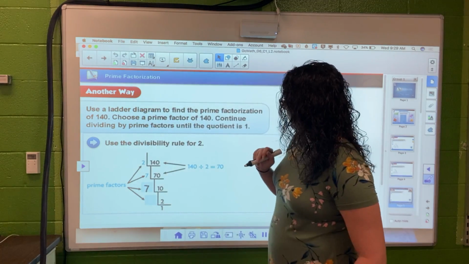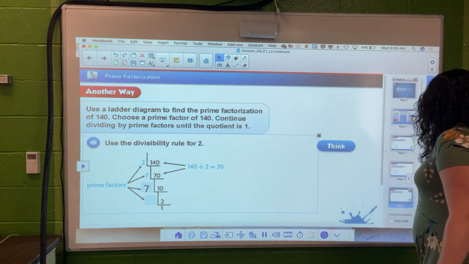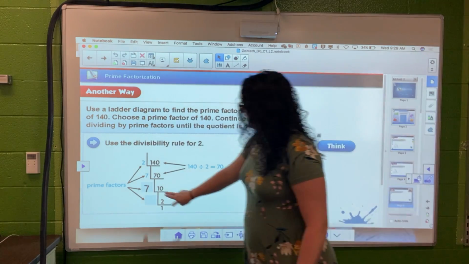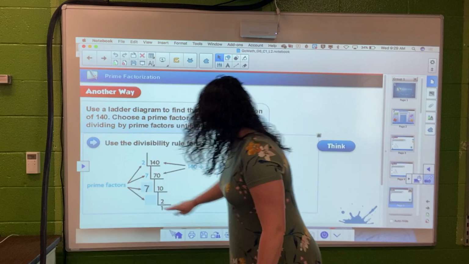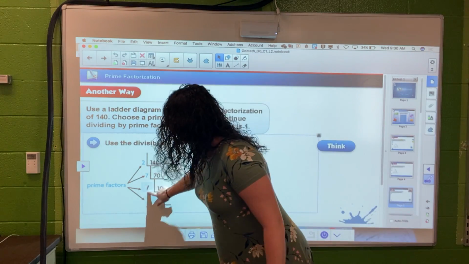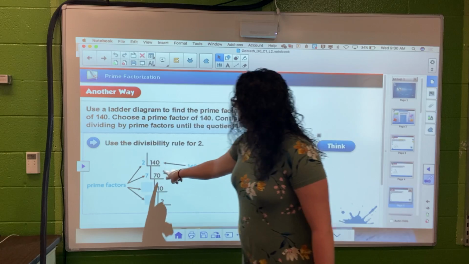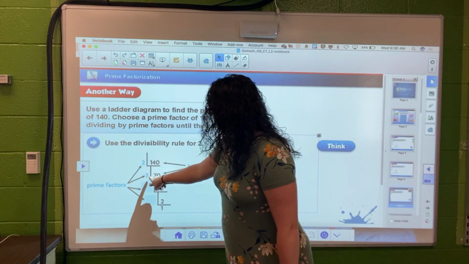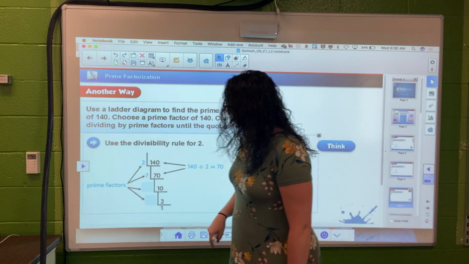Oh, why are they doing this? I'm sorry, guys. I don't like how they did this. Erase, please. So they put the 7 there. So 7 times 10 is 70.